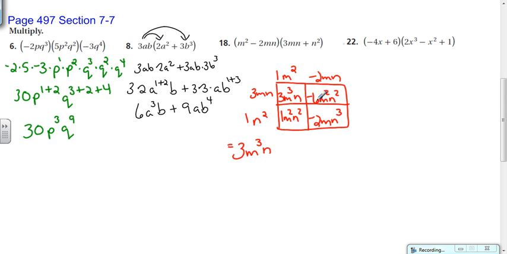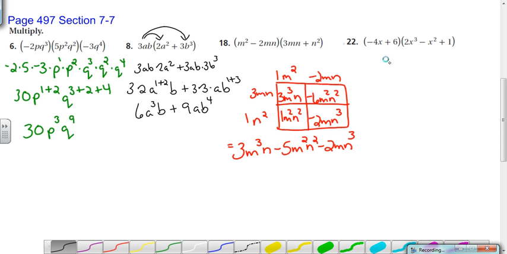Different signs, so I'm going to subtract. So 6 minus 1 is 5, and 6 is bigger, so it's going to be negative 5. And remember, when you add, exponents do not change. And now my final answer has none of the same letters with the same exact exponents.